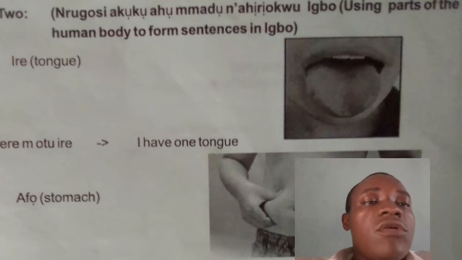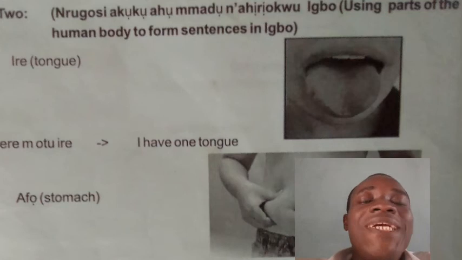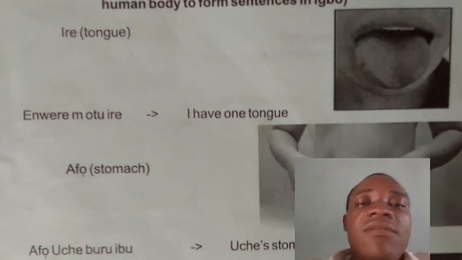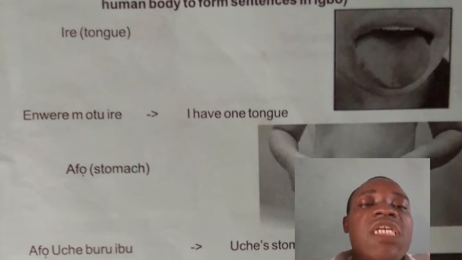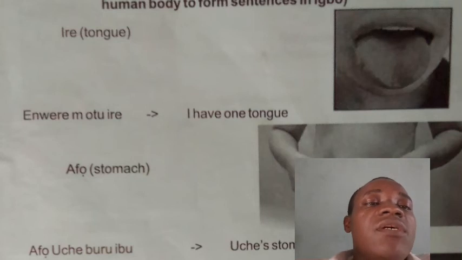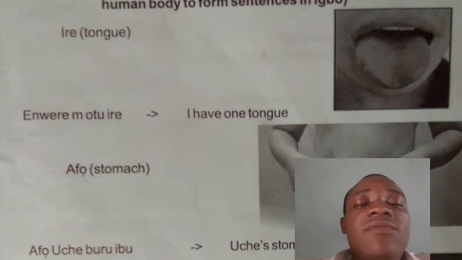Now, we see tongue. You can see the picture there. We want to use the tongue to form a sentence. So, the tongue in Igbo is ire. Now, the sentence is enwere m otu ire. The English is: I have one tongue. Now, look at the next one, which is what?